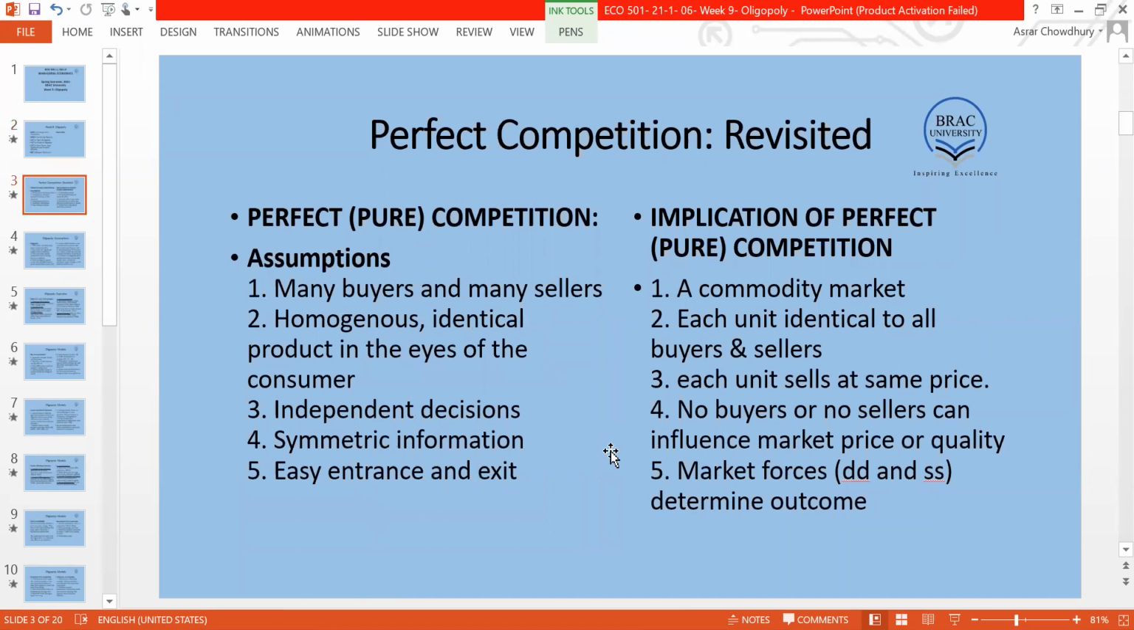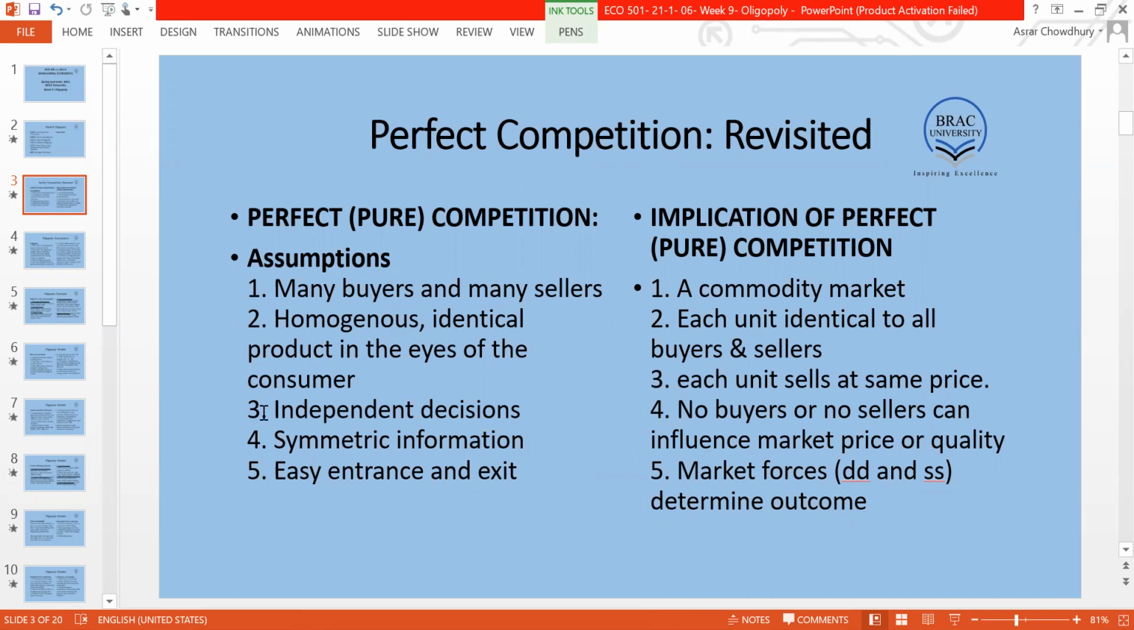Okay, I don't think we need to get into details of this assumption. The main thing was the implication of perfect competition was nobody had market power. That means nobody could influence the quantity at which things will sell, and nobody can influence the price at which a particular commodity or service will sell. So why was this possible? There were too many buyers and too many sellers, all producing a homogeneous good, and decisions were independent.